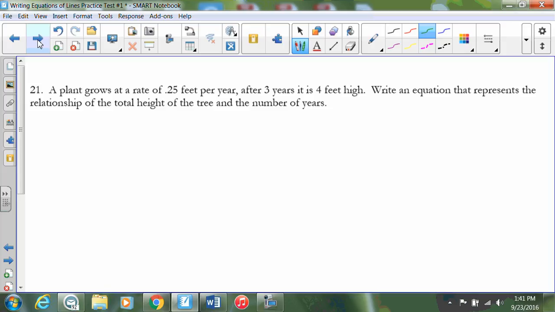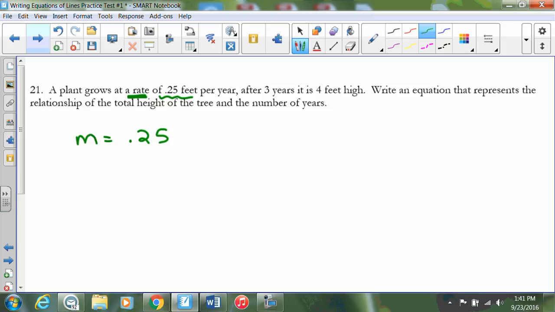All right, 21. A plant grows at a rate of 0.25 feet per year, and after 3 years, it is 4 feet high. Write an equation that represents the relationship of the total height of the tree and the number of years. Okay, here we go. When they told us we had a rate, that's our rate of change. That's our slope. So our slope is 0.25.